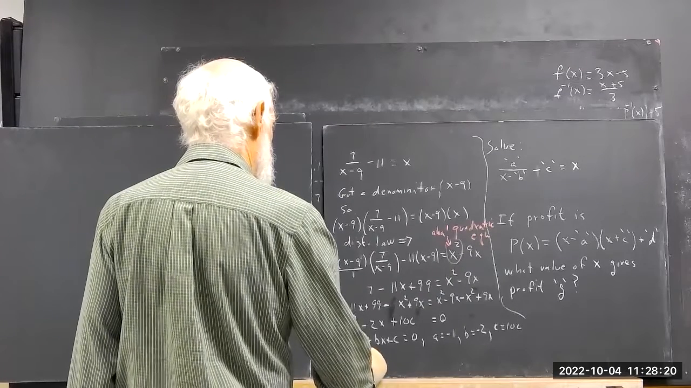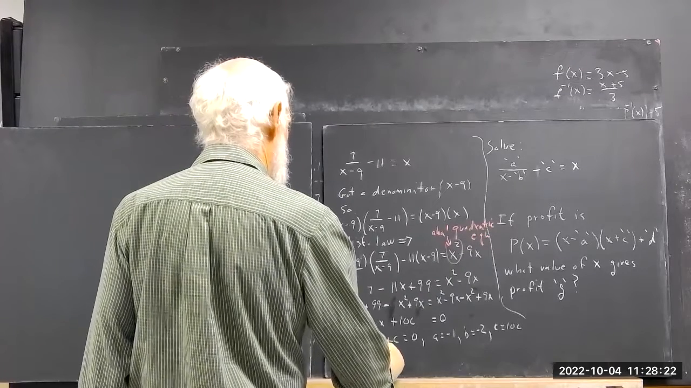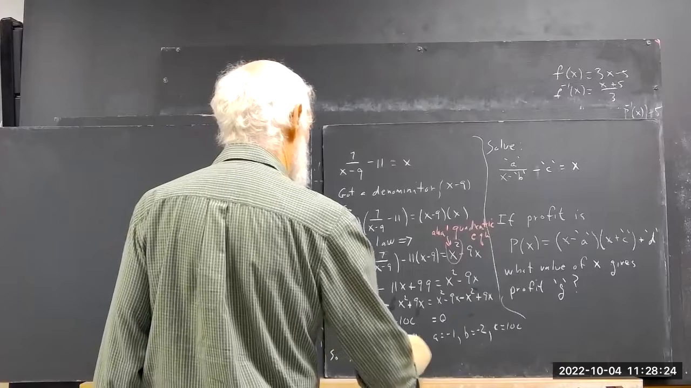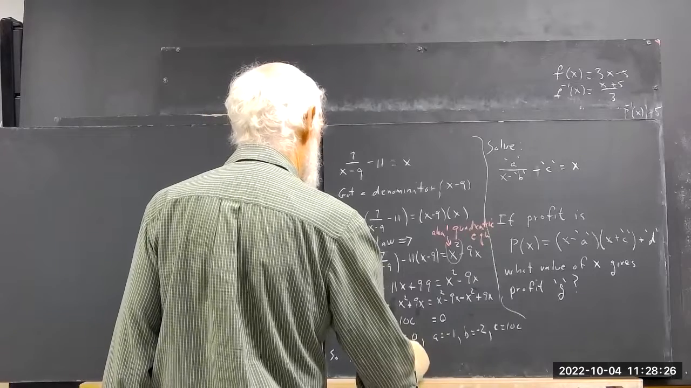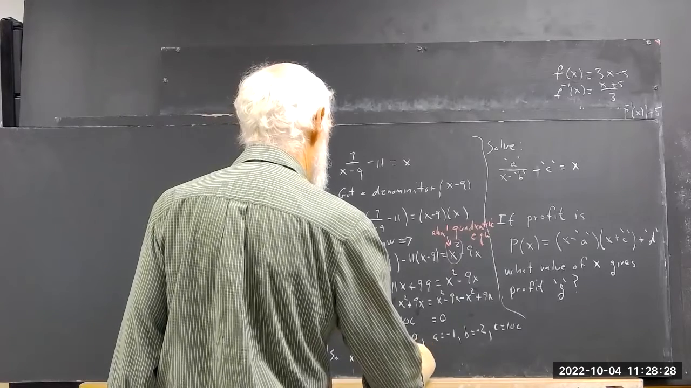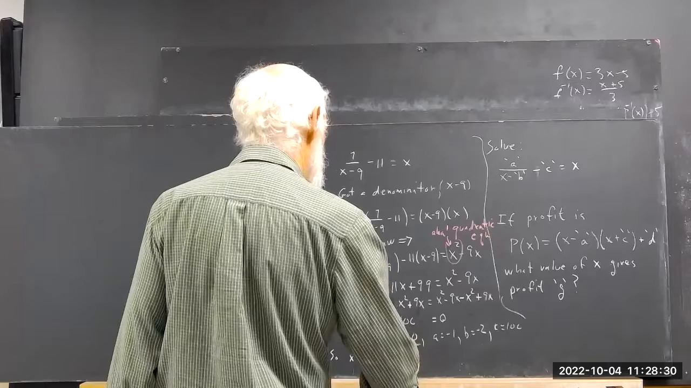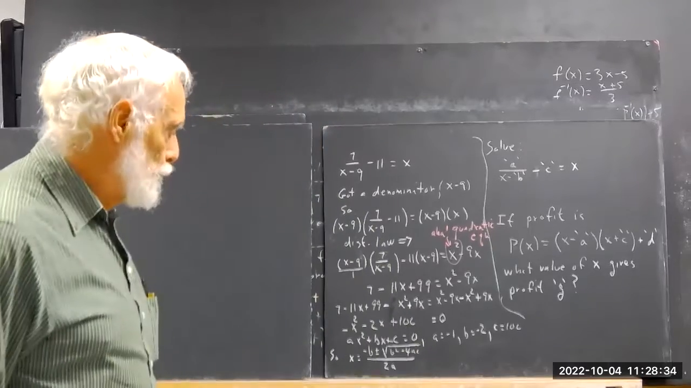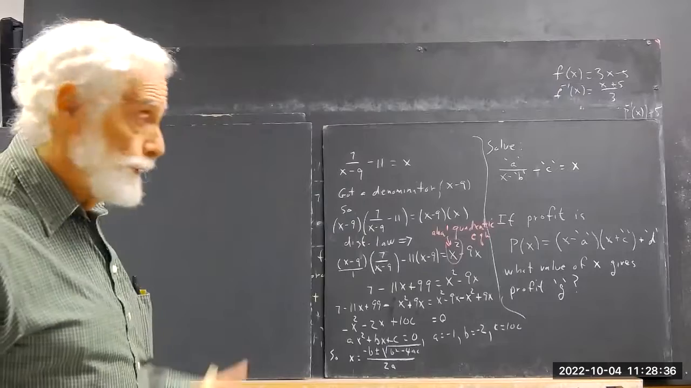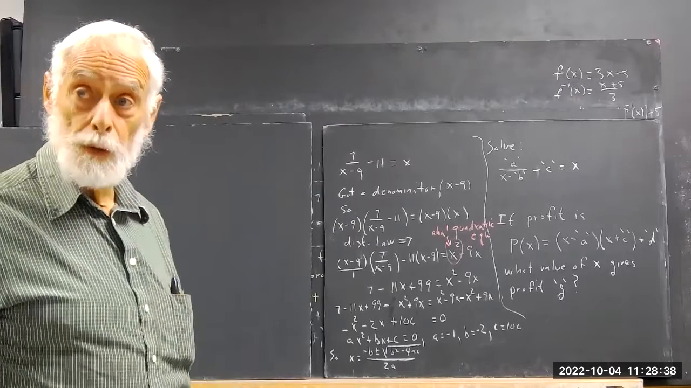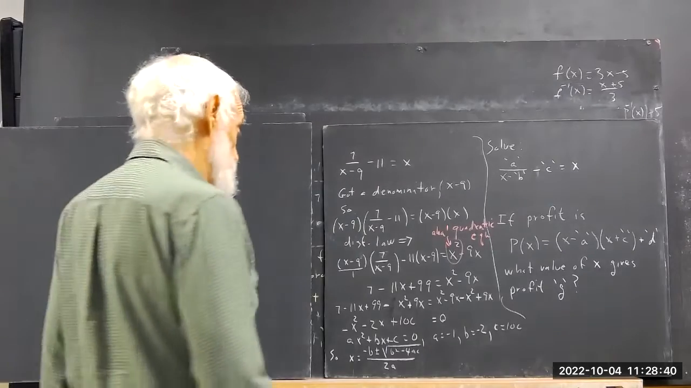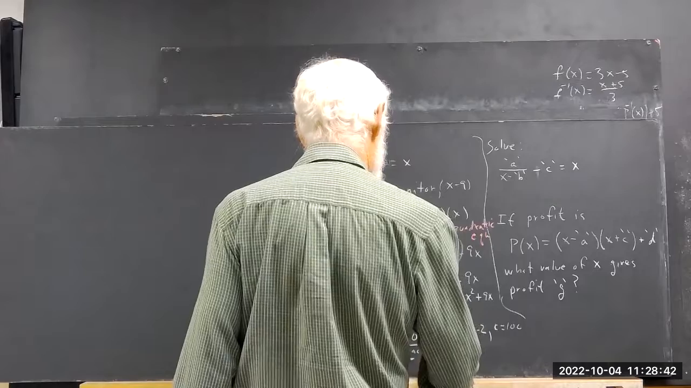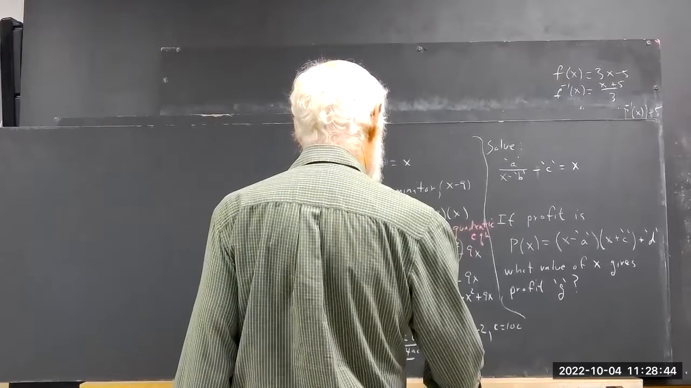So x equals -b plus or minus the square root of b squared minus 4ac all divided by 2a. That's the quadratic formula. You've got to know it. So that's negative of -2.